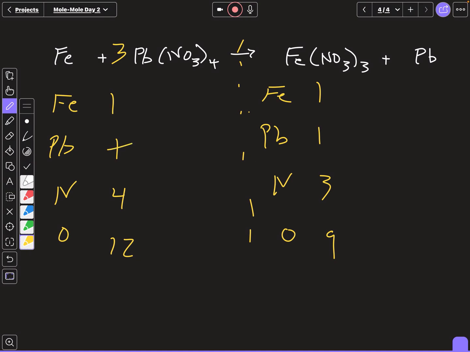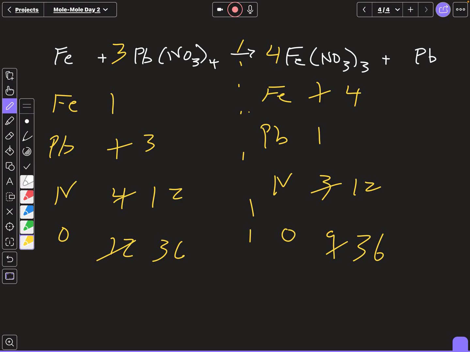That's going to change my leads to 3. Nitrogens already have 4. 4 times 3 is going to give me 12. Oxygens, I have 12 to begin with. 12 times 3 is going to give me 36. Alright, then I go to the other side, my nitrogens, and I got 3. I need to put a 4 in front of there to have 12. That's going to change my irons to 4. It's going to change my nitrogens. I have 3, now I got 3 times 4 for 12. Oxygens, I have 3 times 3 is 9. 9 times 4, the coefficient there, is going to give me 36.